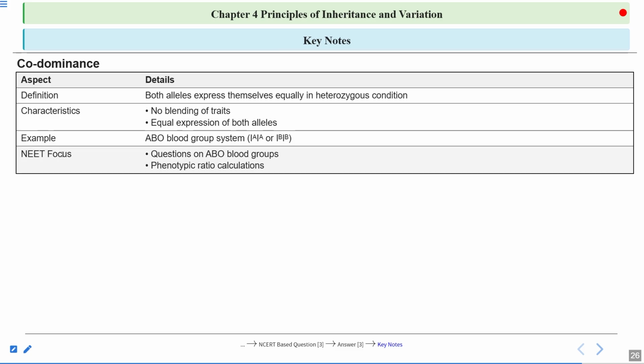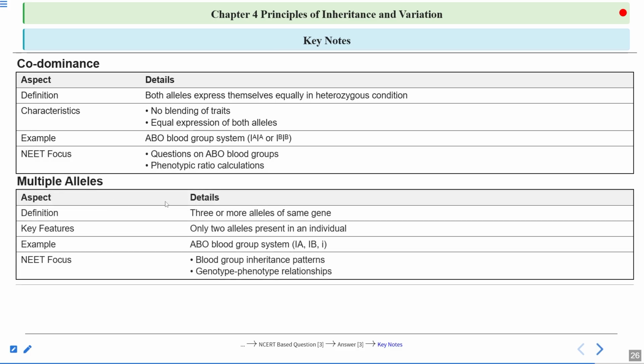And what is important regarding NEET? You can get a question on the ABO blood group, and there can be questions on phenotypic ratio calculations. We have also discussed this type of question in this session.